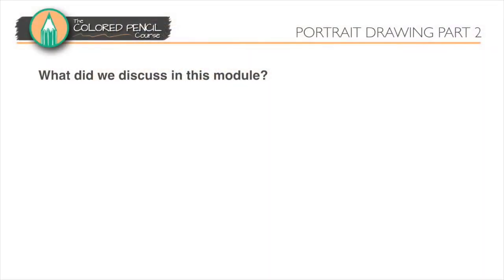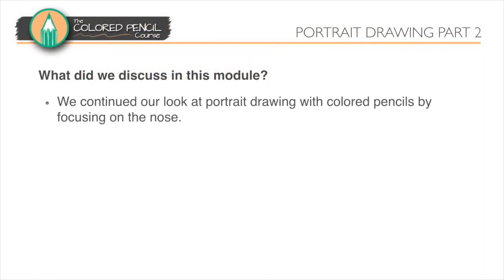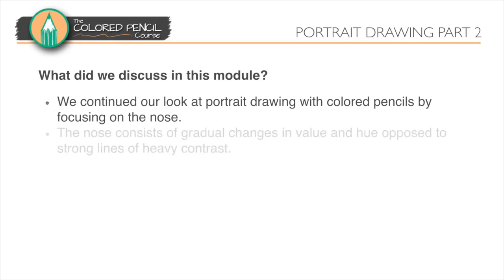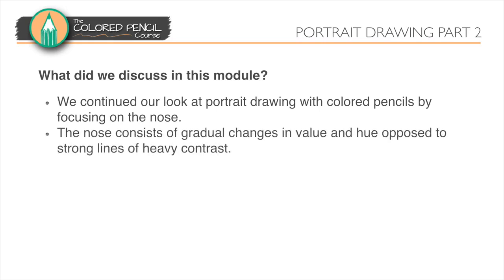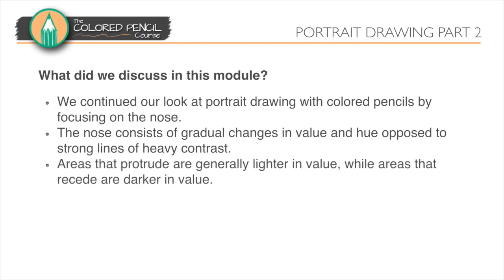So what did we discuss in this module? We continued our look at portrait drawing with colored pencils by focusing on the nose. We learned that the nose consists of gradual changes in value and hue opposed to strong lines of heavy contrast. This is accomplished with deliberate but slow applications. We also learned that areas that protrude are generally lighter in value, while areas that recede are darker in value. In the next video, we'll take a look at the mouth.